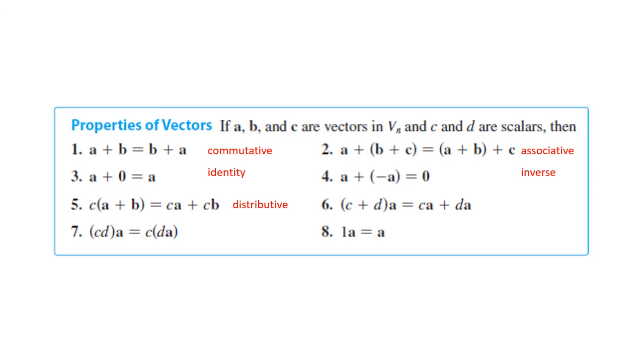Property 5 is the distributive property, which means I can distribute a scalar through to vector addition. Property 6 is the distributive property, except this time I can distribute a vector through to the sum of scalars. Property 7 is the associative property, but this time with scalars. Again, you can multiply the scalars in any order. And then property 8 is another identity property, but this time the multiplicative identity, because multiplying by 1 does nothing, which means 1 is your multiplicative identity. It's your do nothing.